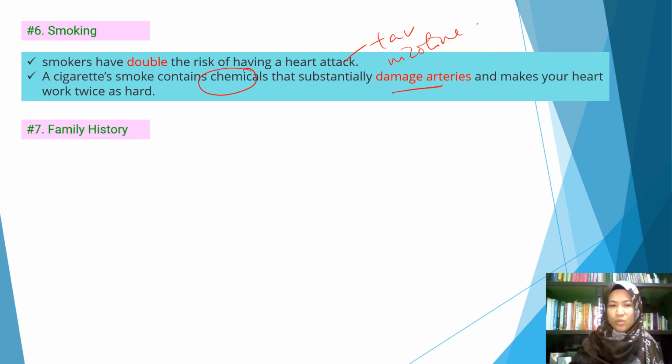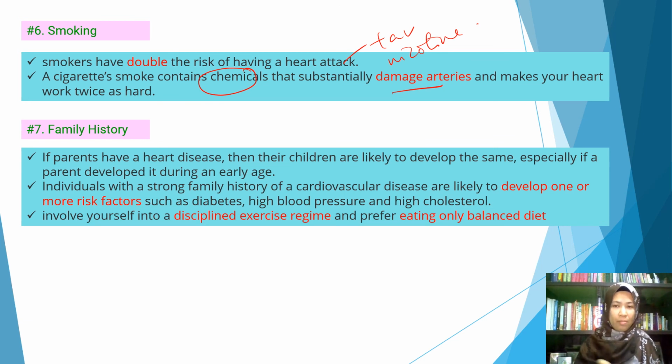Family history. Ini pun salah satu risk. Kalau keturunan ada penyakit berkaitan dengan hypertension, diabetes, so increase juga risk untuk dapat. Okay. So example here, if parents have a heart disease, then the children are likely to develop the same, especially if a parent develops it during an early age. So kalau umur 20 lebih, 30 lebih dah dapat penyakit ni, walaupun jaga pemakanan, so high chance untuk awak pun dapat juga. So better check.